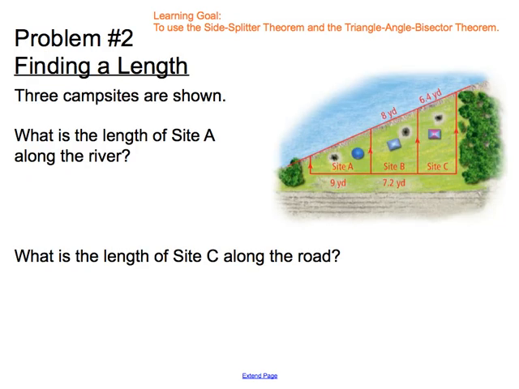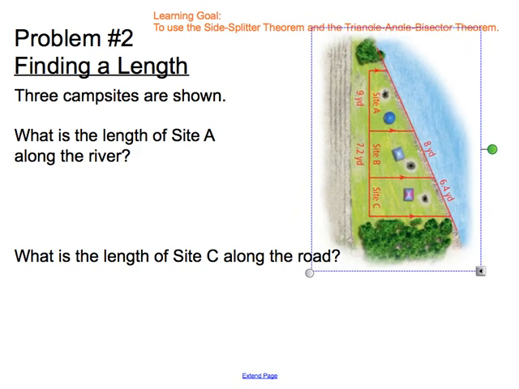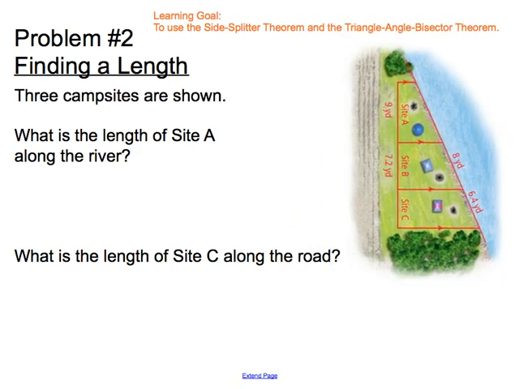Problem number 2, we have 3 campsites shown below, and it asks what's the length of site A along the river. So in this case, rather than looking at the picture like this, I'd much rather have it turned sideways. By looking at the picture like this instead, we can start to see the triangle shape that we're expecting to see. And then the proportion gets a little bit easier to establish.